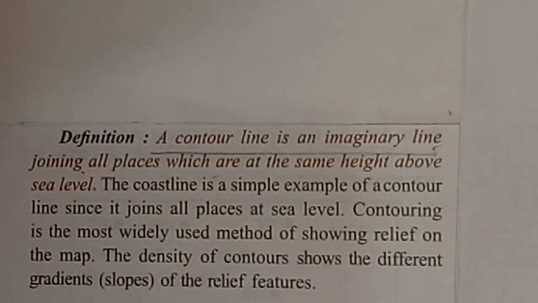So the proper definition is: a contour line is an imaginary line joining all places which are at the same height above sea level. The coastline is a simple example of a contour line since it joins all places at sea level. Contouring is the most widely used method of showing relief on the map. The density of contours shows the difference in gradient, that is the slopes of the relief features. Okay.